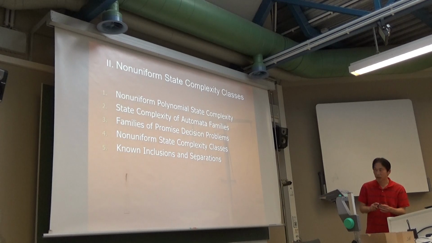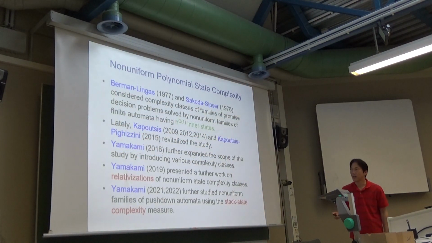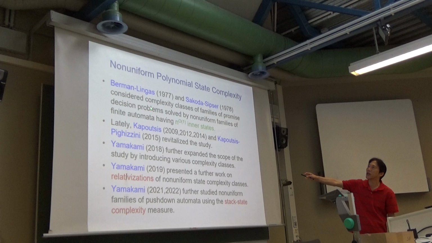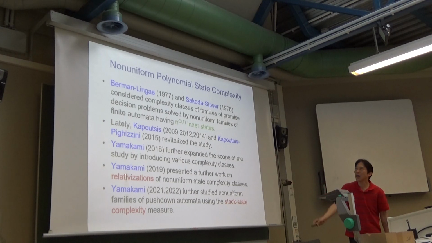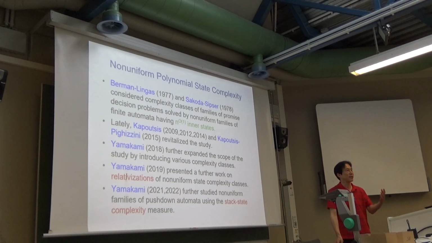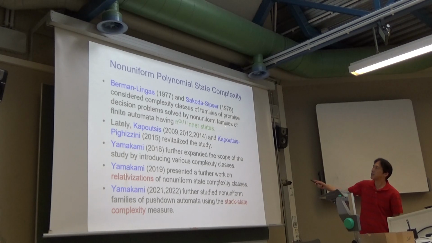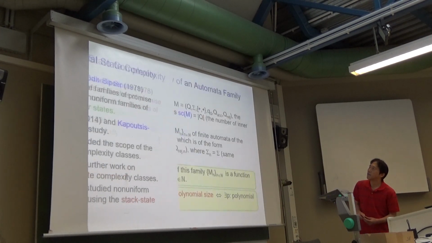Now, I'm going to start the major part of this talk. First, I will introduce the non-uniform polynomial state complexity theory. Berman and Lingas, and Sakoda and Sipser, started the discussion about non-uniform families of finite automata having only polynomially many inner states. Okay. So these are families, not a single machine. Observe.